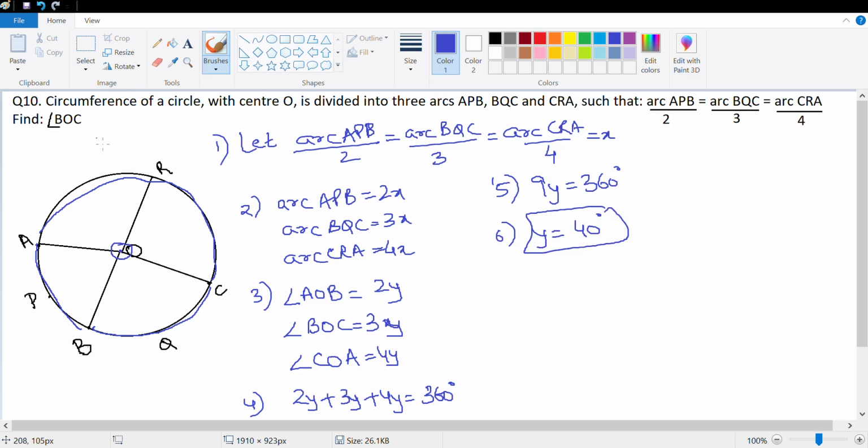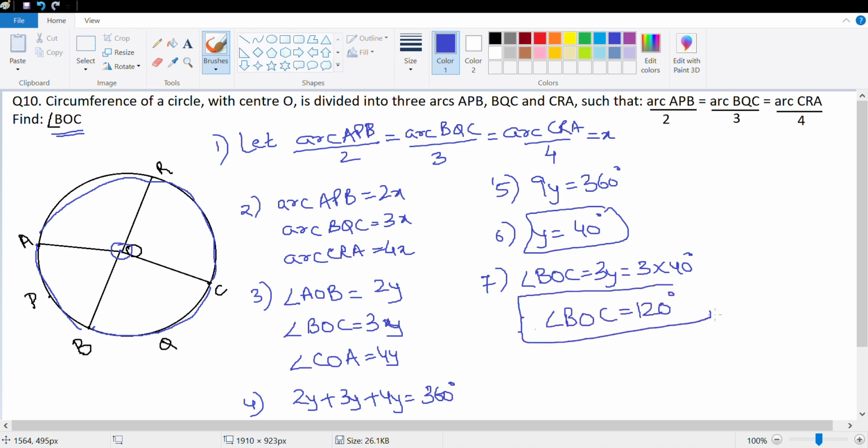What do we have to calculate? Angle BOC. So angle BOC is equal to 3y is equal to 3 into 40 degree. Therefore, angle BOC is equal to 120 degree. That was the question. Done.